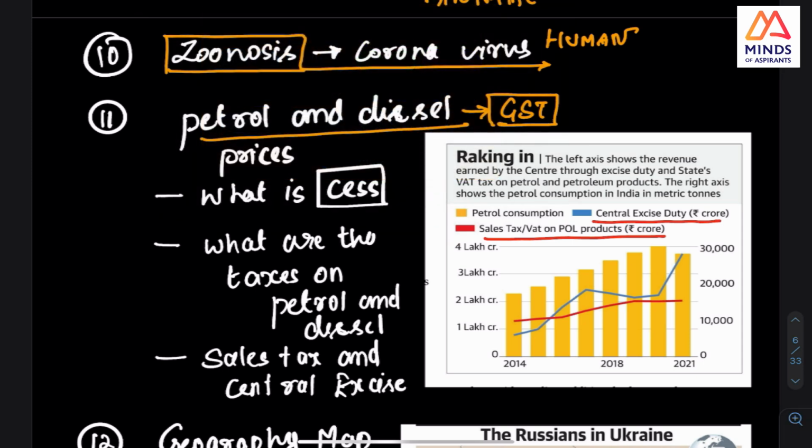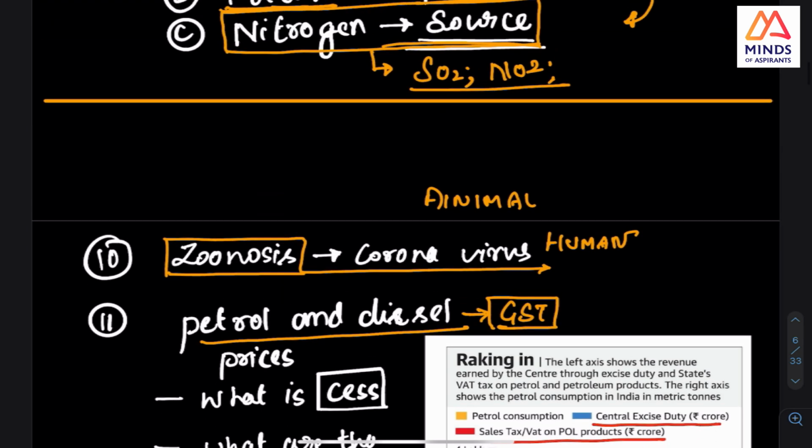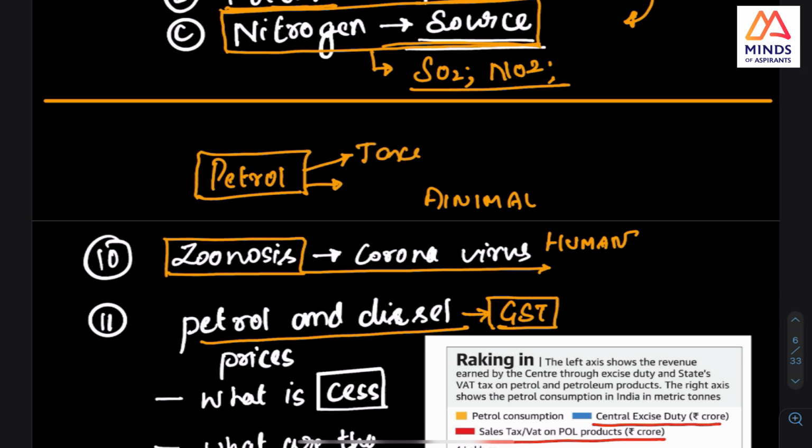And this has been increasing. So if you think about it, the price of petrol has been increasing at an alarming rate, and hence this has been in the news for a very long time. So look at what are the taxes. That is the point. What are the taxes?